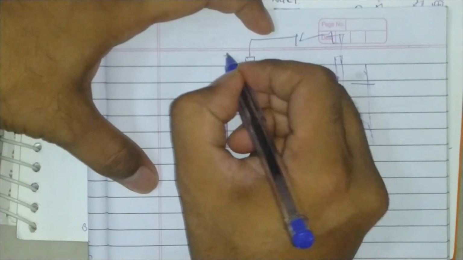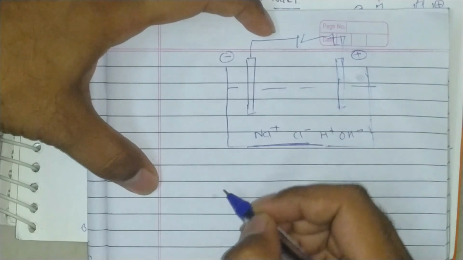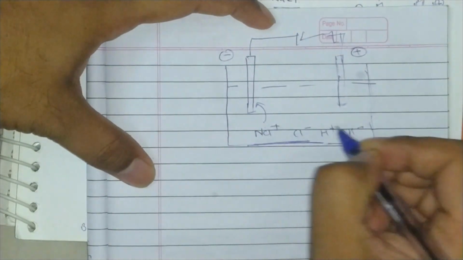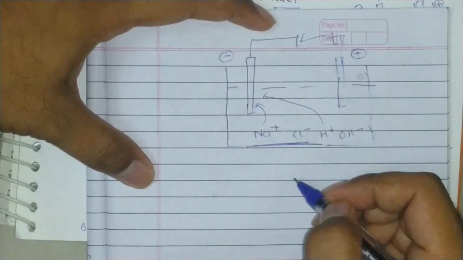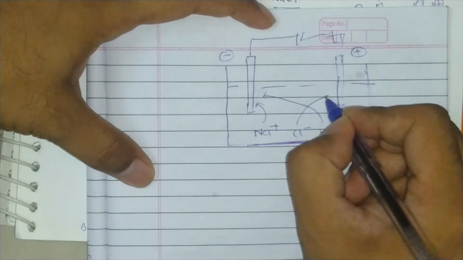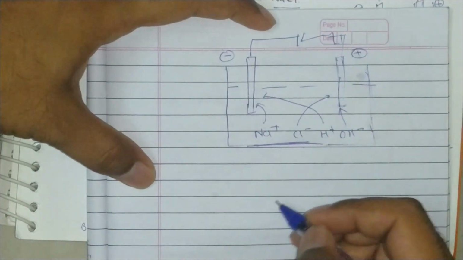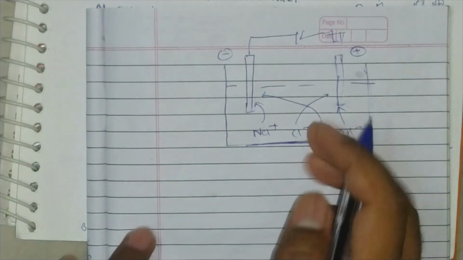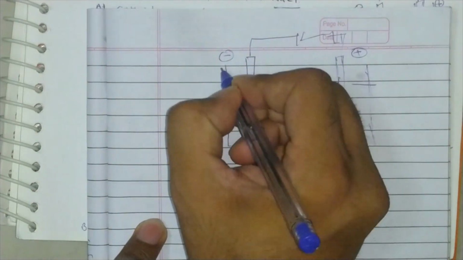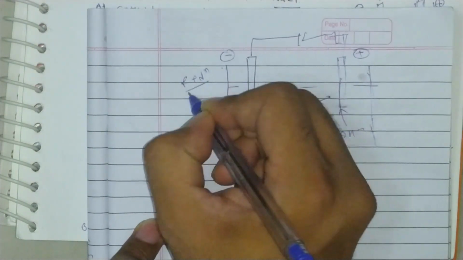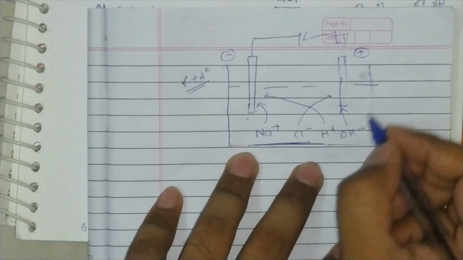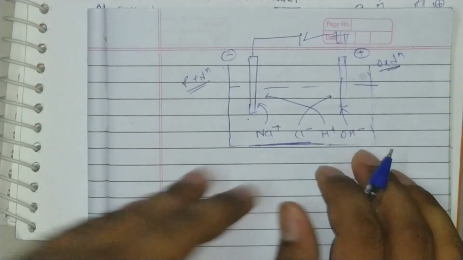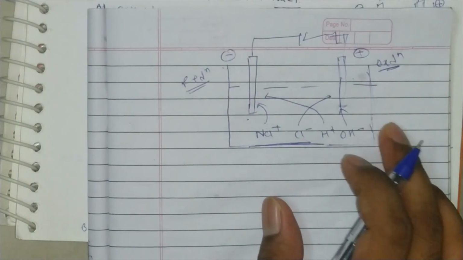This is the cathode and this is the anode. So the Na plus and H plus ions will go towards what? The cathode. Cations will go to the cathode and anions, that is Cl minus ion and OH minus ion, will go to the anode. Now at the cathode there will be reduction, and at the anode there will be oxidation. So oxidation at the anode and reduction at the cathode.